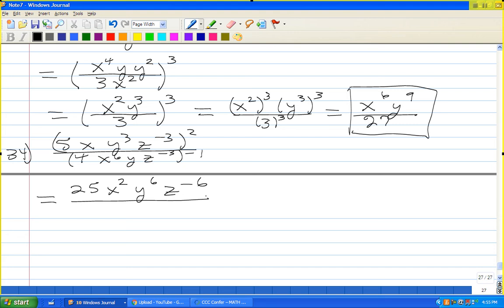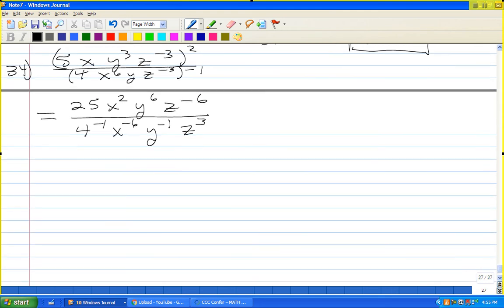Let's raise everything in the denominator to the power negative 1. So I have 4 to the negative 1. 6 times negative 1 is negative 6. 1 times negative 1 is negative 1. Negative 3 times negative 1 is a positive 3.